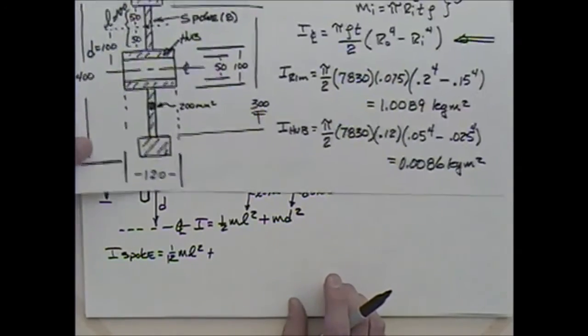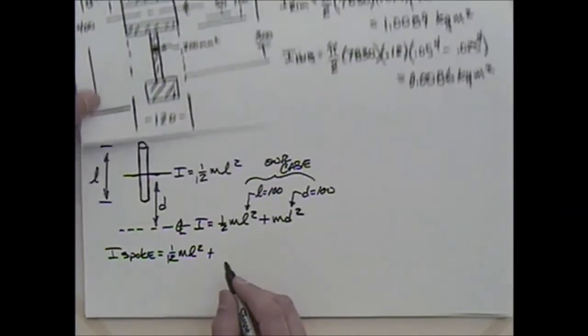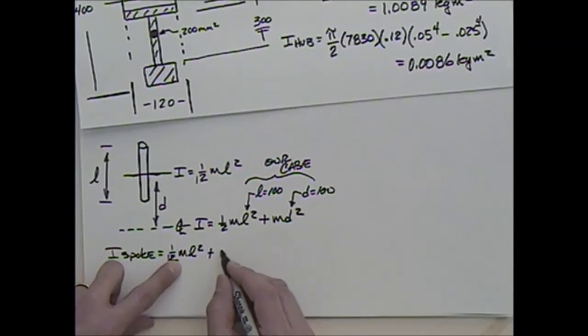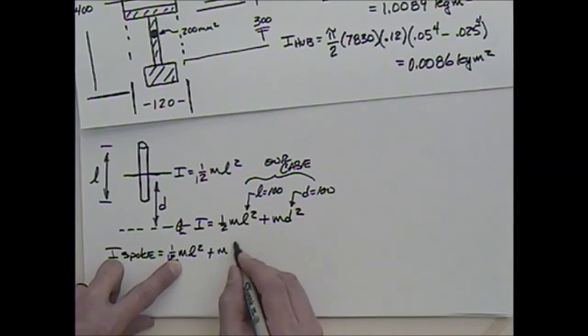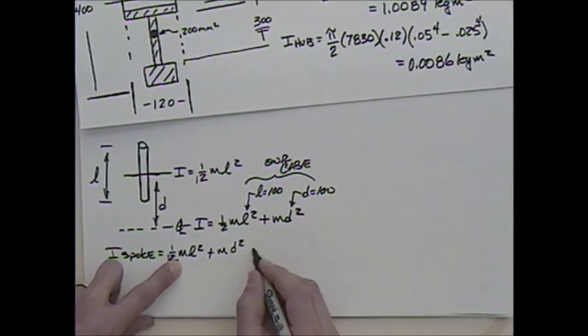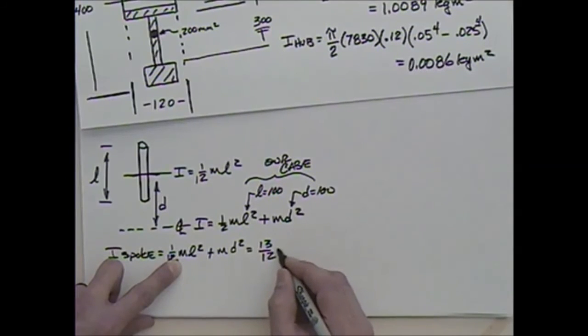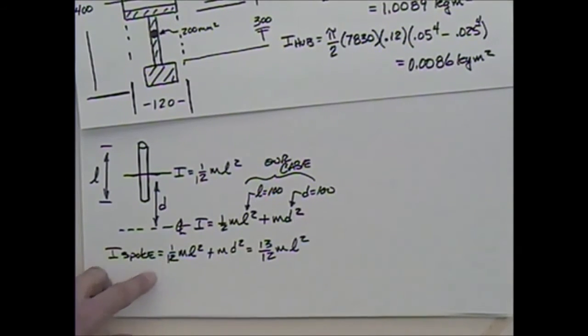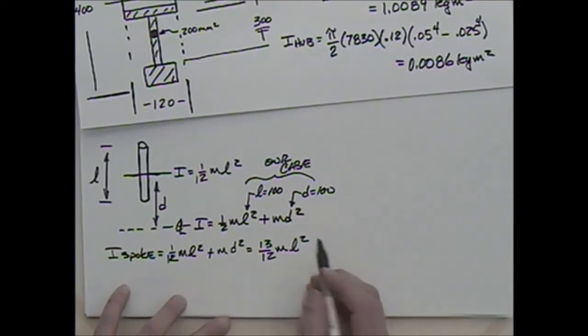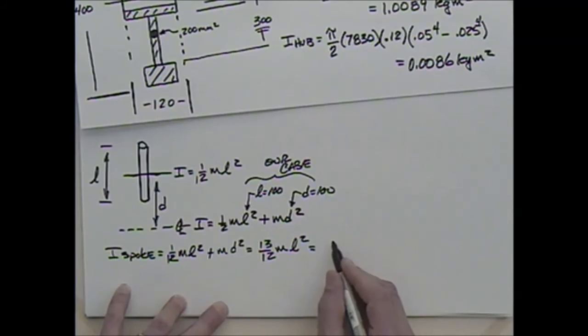But that should work out pretty nice, because if I then say that I have 1/12 ml squared plus md squared, where d is equal to L, I could really say that this is equal to 13/12 ml squared, right? Just going through the math on that. So let's see. The mass, I could say that this was 13/12.